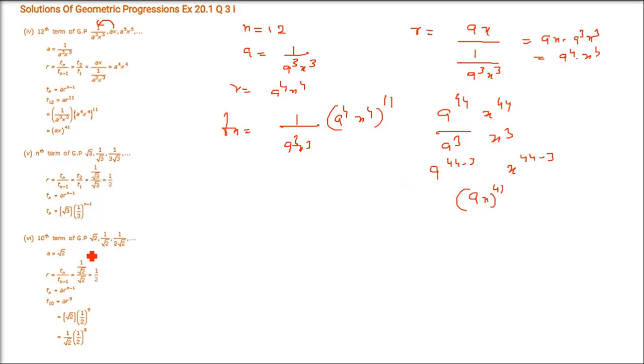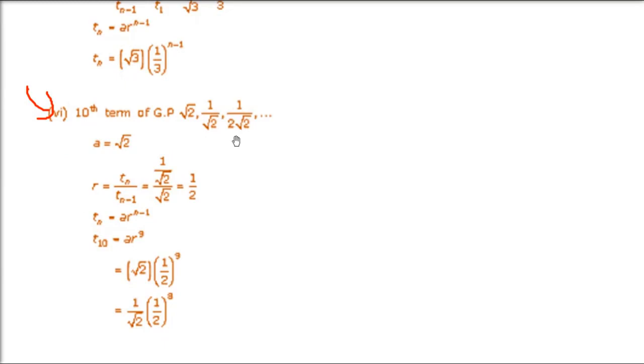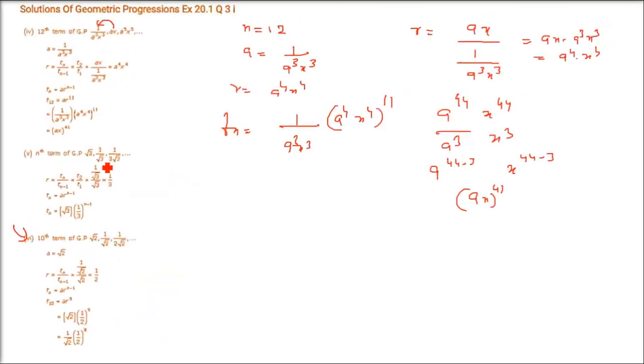Now there are two questions which are based on roots. So let us take the second one. And 10th term we have to find out. Now root 2, 1 by root 2 and 1 by 2 root 2 like this. Same thing in the previous question also. So we are going to do one of them. Now n is here 10. Then a is also known to us, root 2. R we have to find out. R will be what? 1 by root 2 by root 2.